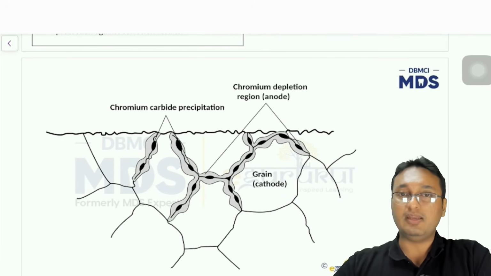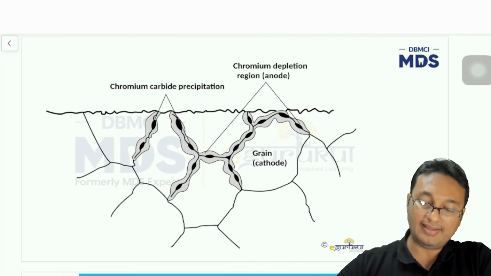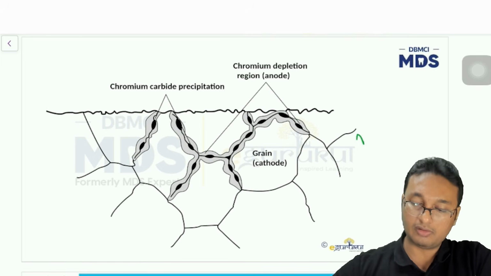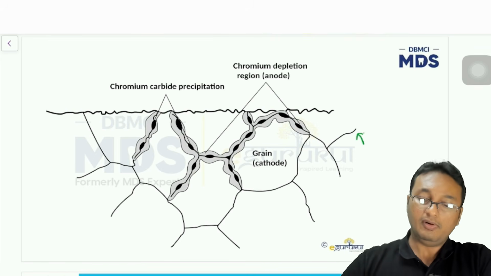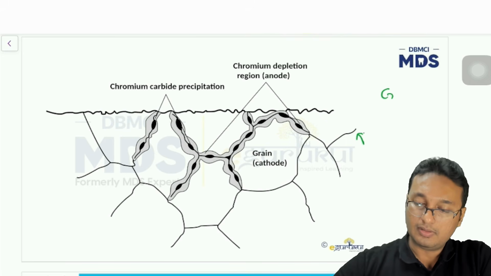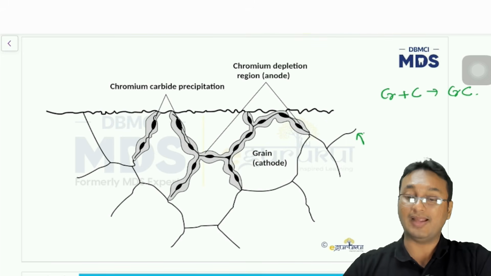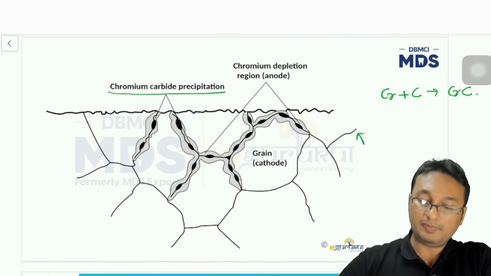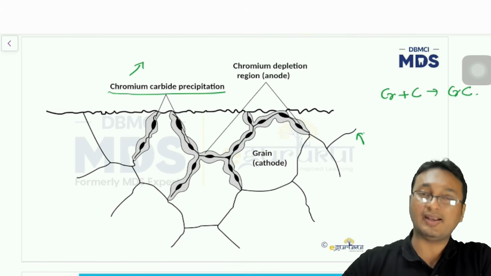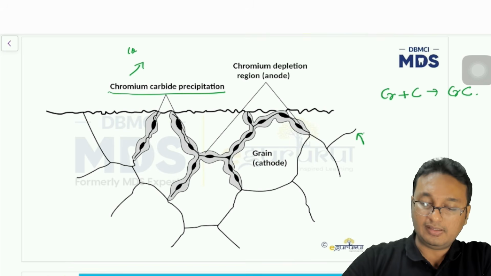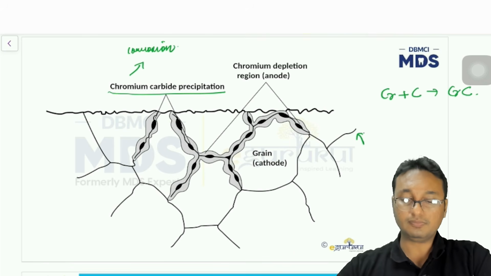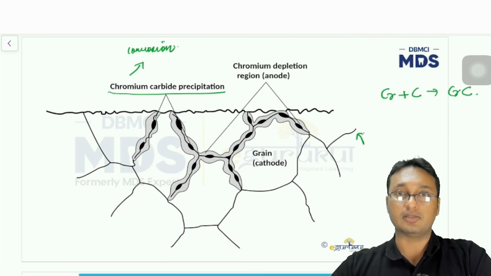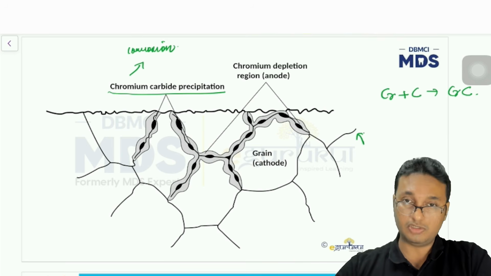So these are the grain boundaries. These lines, these black colored lines are called grain boundaries. Now what happens? Chromium plus carbon forms chromium carbide that precipitates at the grain boundaries. This precipitation of chromium carbide at the grain boundary accelerates corrosion from within the substance of the metal. But we don't want that. Again, there's a solution to it.